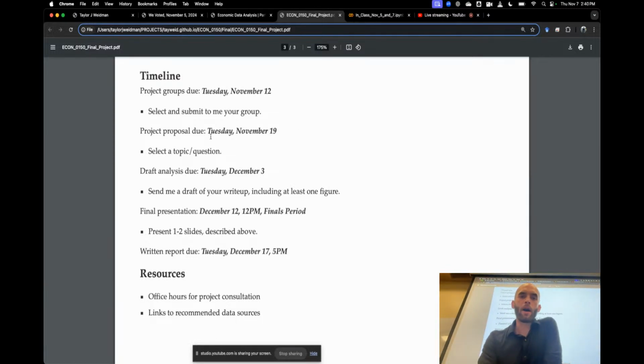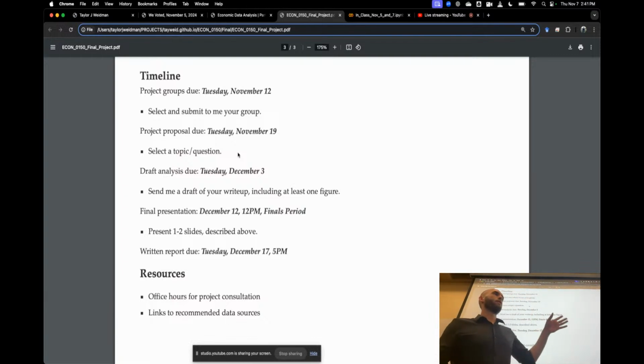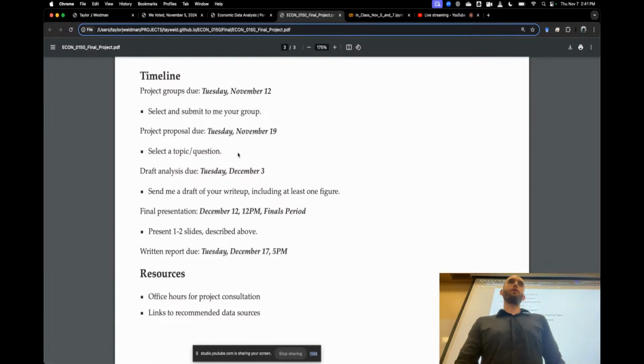And then I'm going to be looking for just a paragraph description of what you're doing by the 9th. So this is a topic, a question, and then potentially a data source. So where would you be collecting your data from? There are lots of sources on the internet, and if you don't know exactly what you're trying to do, I can guide you in those ways.